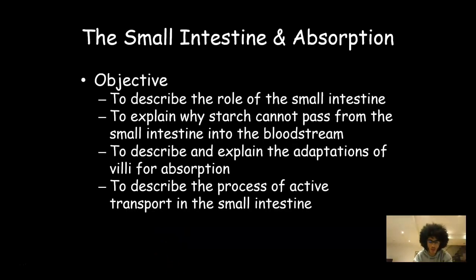By the end of today's video we'll go through the following things. There's quite a few things to go through. We're going to describe the role of the small intestine. We're going to explain why starch can't pass from the small intestine into the bloodstream. We'll describe and explain the adaptations of the villi for absorption, and we'll also describe the process of active transport in the small intestine as well.